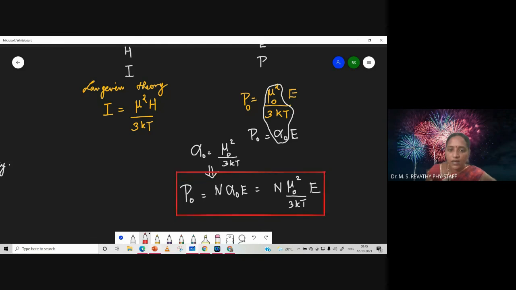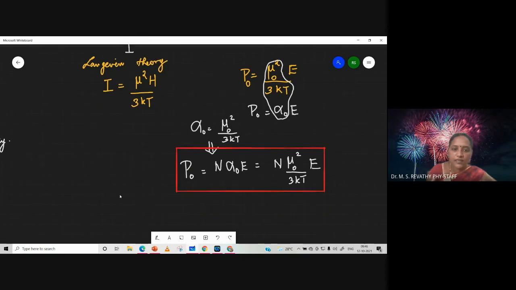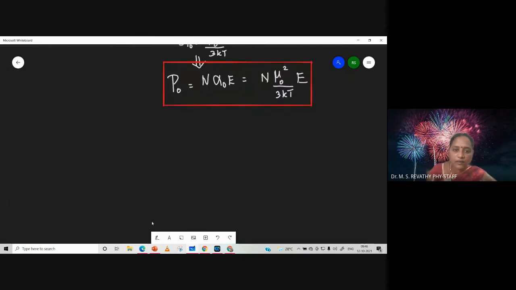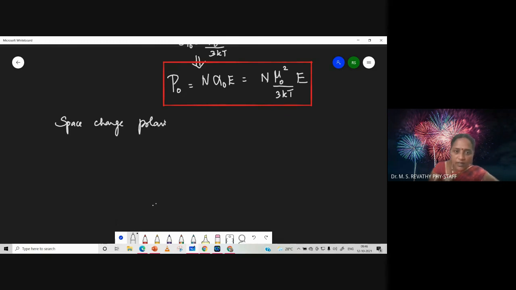Finally, we have the last polarization, which is called space charge polarization. With that, I'll stop for today. We have ended Unit 1 except for a small topic called internal field. If time permits, I'll proceed, or you can come to the offline class and ask about that. Space charge polarization is the last one. Here there is no equation, just a description, some explanation alone.